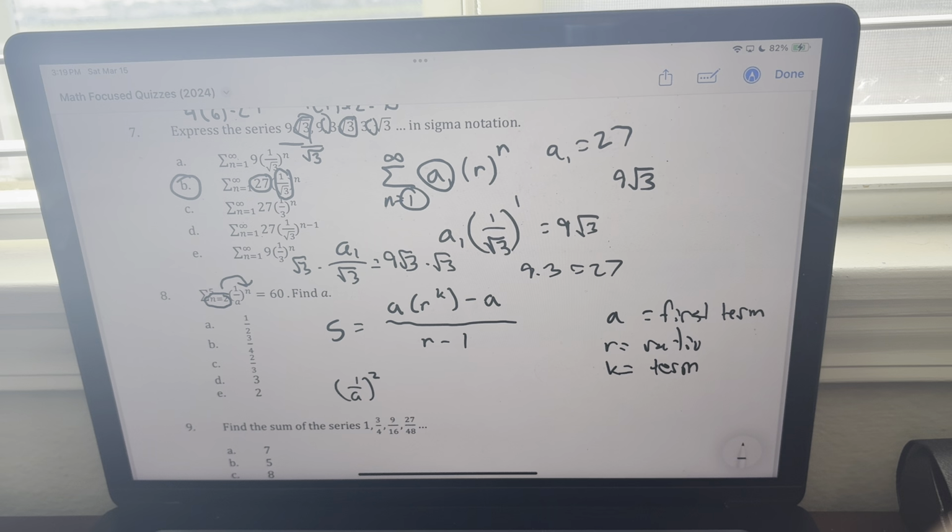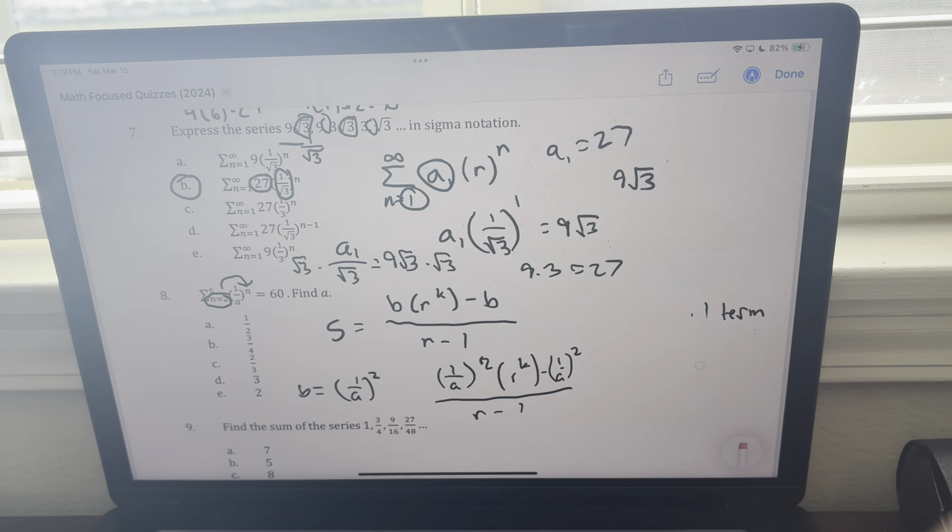Now I know the a's are going to get confusing, so in order to make it less confusing, I'm going to change this in the formula to be b. So we know that b equals 1 over a to the power of 2. So we have 1 over a to the power of 2 times r to the k minus 1 over a to the power of 2, right? Okay. And then r minus 1. But, and I'm going to go ahead and erase this, hopefully you remember, and we're taking notes.